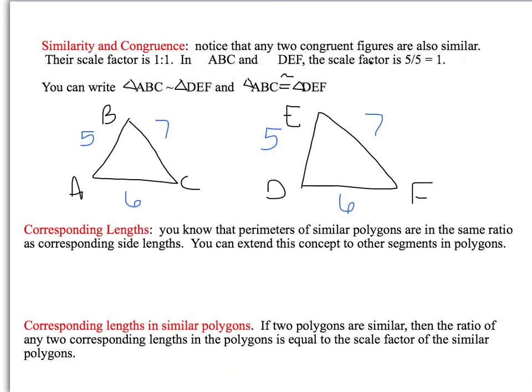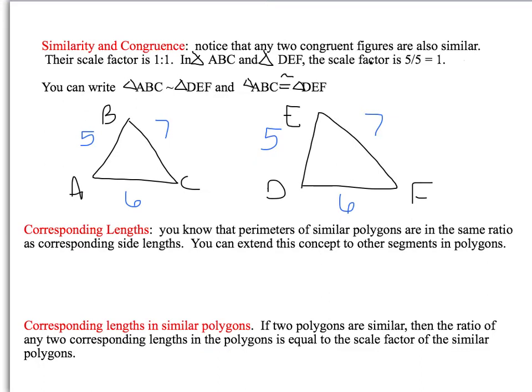Okay, last slide of definitions. Similarity and congruence. Notice that any two congruent figures are also similar. If they're congruent, they are similar. Their scale factor is 1 to 1. There's something missing here, triangle ABC and triangle DEF. In triangle ABC and triangle DEF, the scale factor is 5 over 5, which is 1.